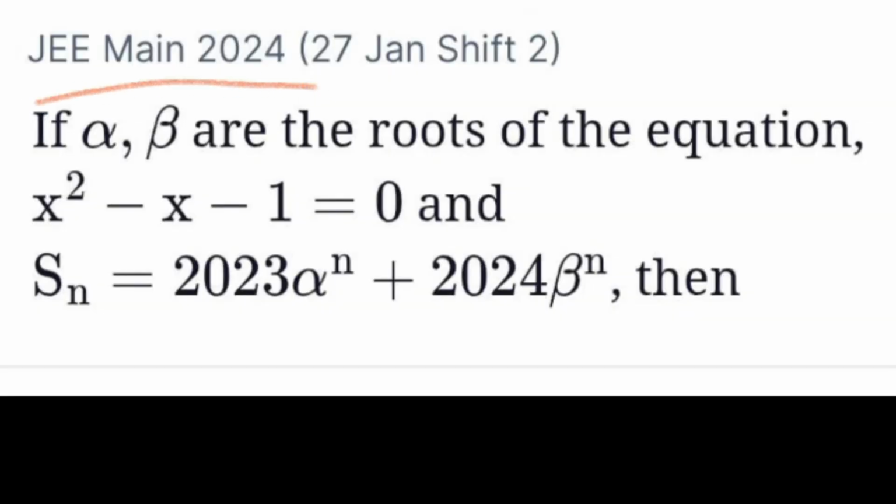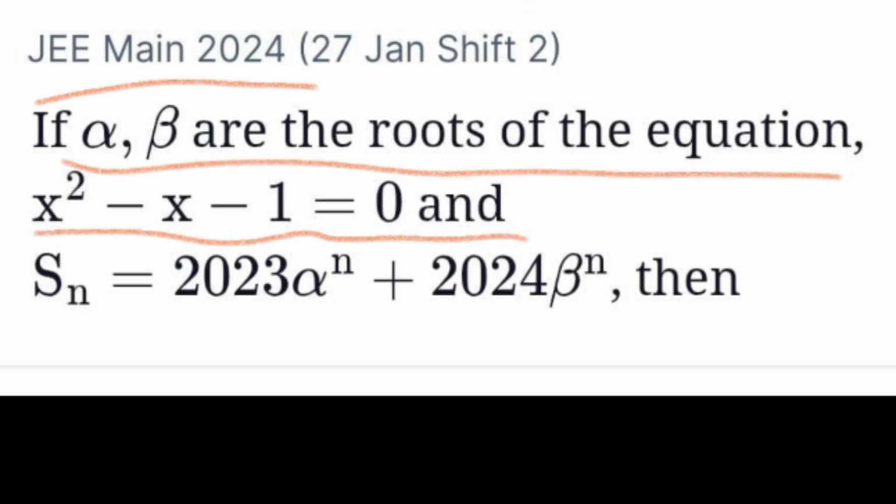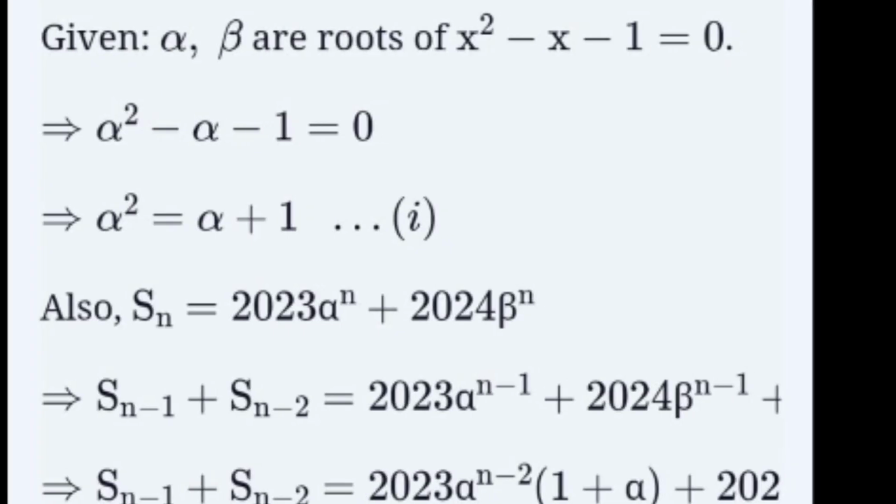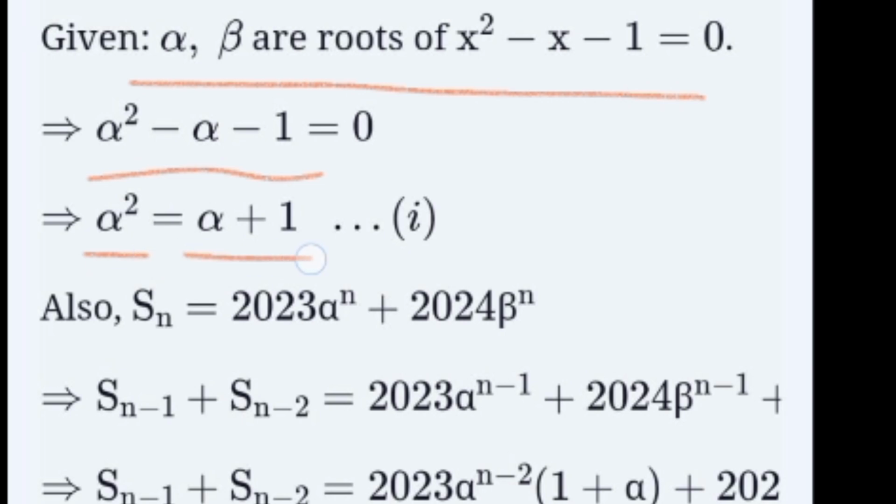2024, one more sum. Alpha beta roots of the equation x square minus x minus 1 is equal to 0 and Sn is equal to 2023 alpha power n plus 2024 beta power n, then is. So alpha beta roots of the equation x square minus x minus 1 is equal to 0. Now here alpha square minus alpha minus 1 is equal to 0, alpha square is equal to alpha plus 1. Now here beta square is equal to beta plus 1.